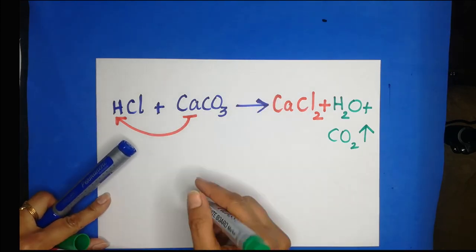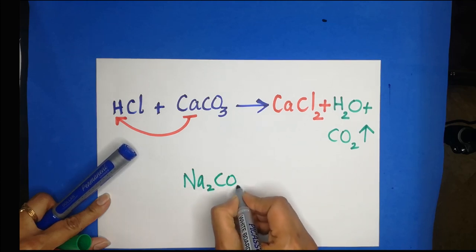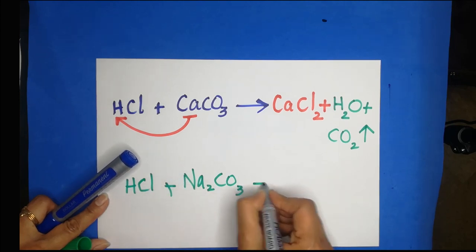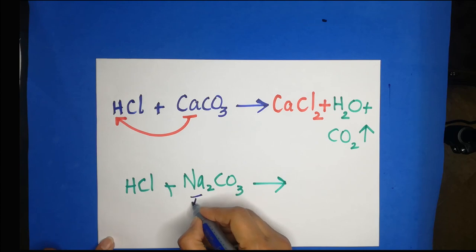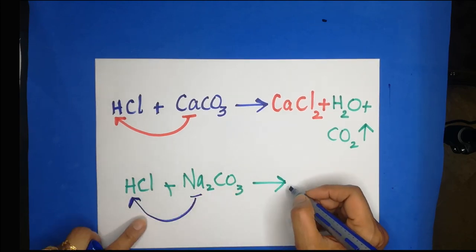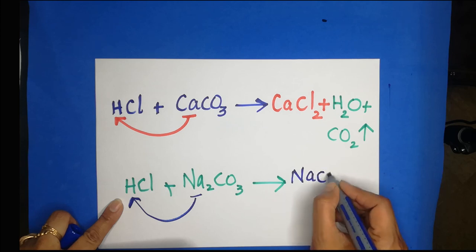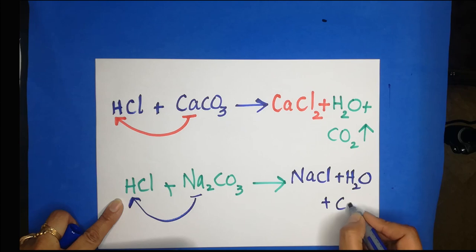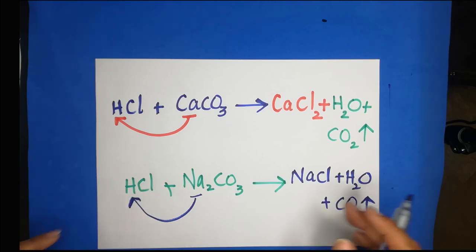So, any other example like sodium carbonate plus HCl. So, metal will displace hydrogen from the acid to form a salt that is NaCl plus H2O plus CO2. So these are the reactions.